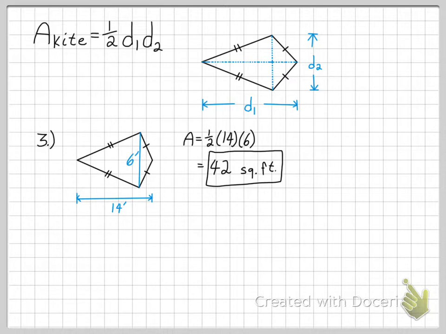Okay? So that's it. That's the end of this presentation. Like I said, it was pretty quick. We just went through the formula for the areas of 3 different polygons.